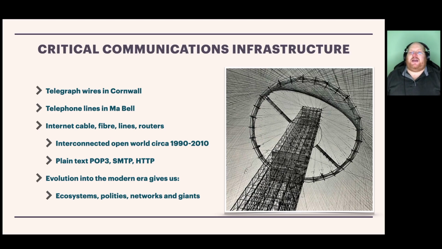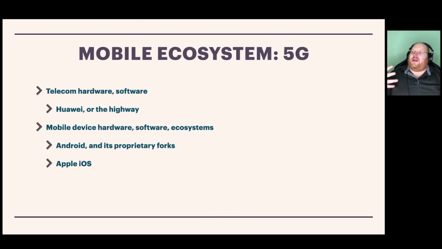But where we've moved since then is this modern era where we don't have an open world anymore. What we have are these ecosystems, the polities, networks, and giants. When you connect to something, that's it. You become part of that. The power is located within the entity that controls that communication, because it doesn't travel anywhere else and it's not available anywhere else. It is very literally right there. You have to be there. So things have changed from the telegraph to the telephone to peering to now it's centralized.